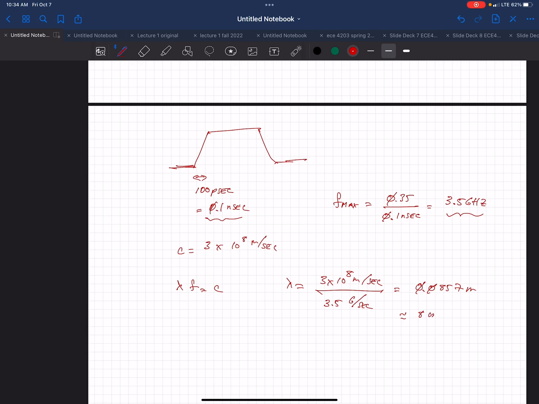So let's call that 8 centimeters. Did I get that right? 8 centimeters. So that's this lambda min. No, sorry guys, that's not 8 centimeters, is it? Yeah, 8 centimeters.